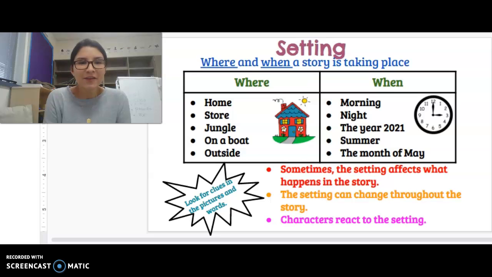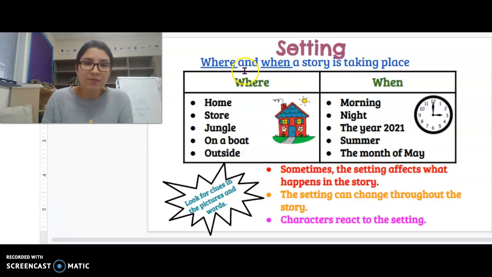Hi there, for today's video we are going to be reviewing setting. Now we've gone over this a couple of times, but today we are really going to focus on why the setting is important to a story. Why is it so important? Okay, so setting, where and when a story is taking place.